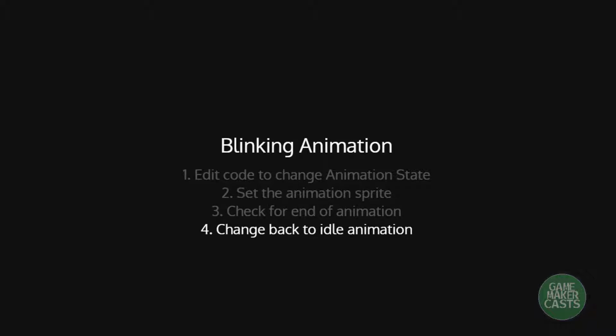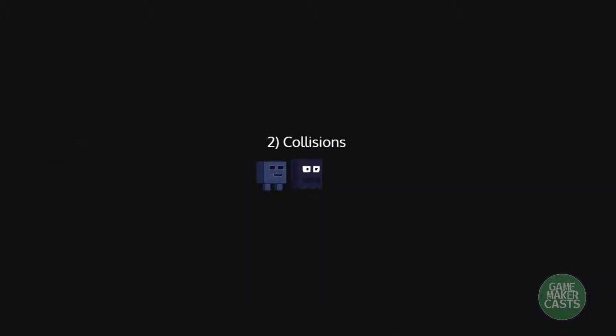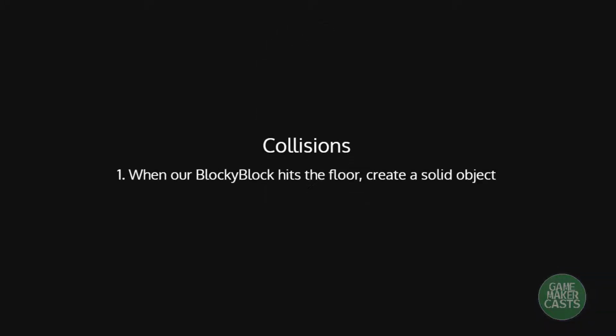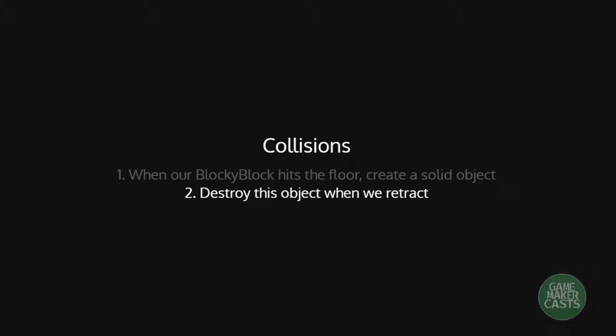The second objective of this video is going to be collisions. So right now our character can travel through our blocky block with no problem. What I want to have happen is once our blocky block hits the ground, we cannot move through them. So to do this, when our blocky block hits the floor, we're going to create a solid object. And now when our blocky block is going to retract, then we're going to destroy that object so our player can pass through.